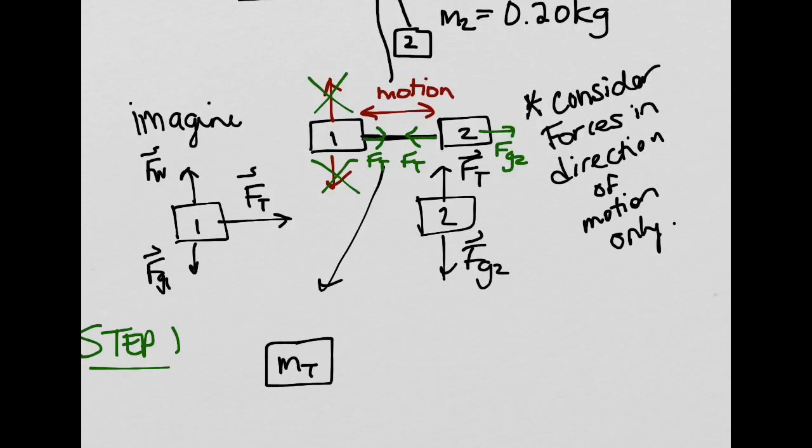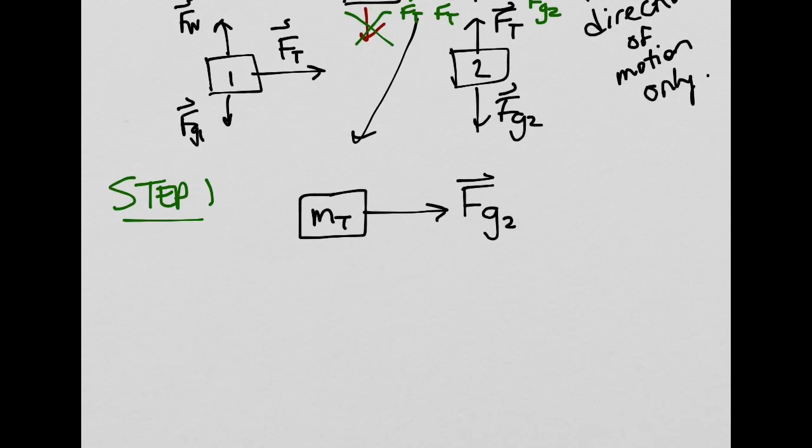Luckily, the tension forces cancel out, and we only have to consider the gravitational force of the second mass as our force in our free body diagram. So that's it. That's our free body diagram of our system, because that's the only force contributing to the acceleration.